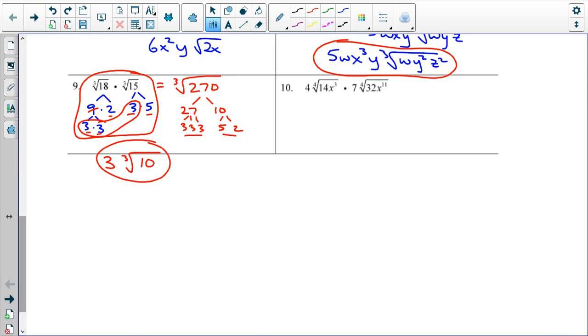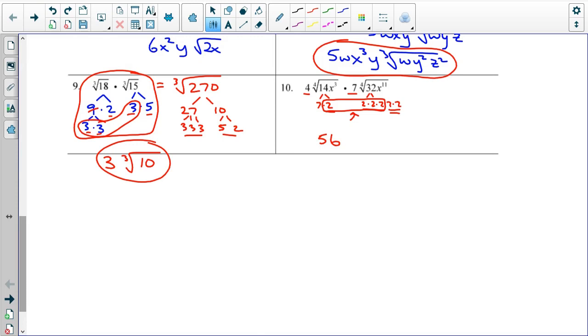Number 7, I need 4 copies of something in order to move it out. So 14 is 7 times 2. 32 is 2 to the 5th, or 5 copies of 2. So I actually have one group of 4 copies of 2, and then I have 2 copies of 2 that are left over. So this 2 can move to the outside, which will get multiplied by the 7 and 4 that are already on the outside. So 7 times 4 is 28, times this 2 ends up being 56 on the outside.